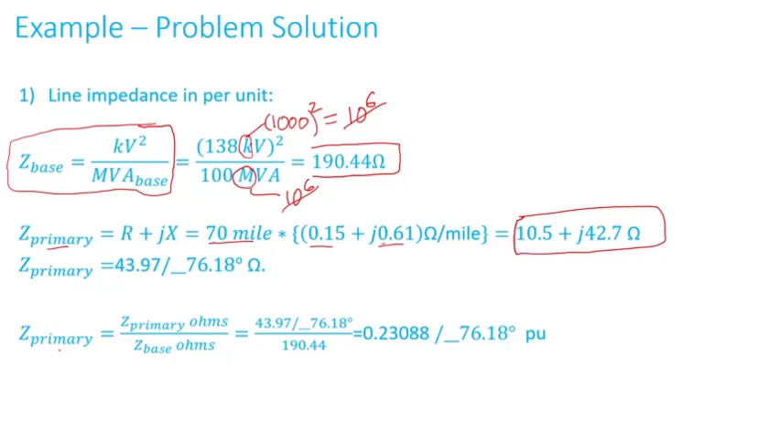Then if you want per unit, you take the impedance in ohms, basically this here, divided by the base in ohms, which is this impedance here. Notice I calculated this in rectangular form, and I also calculated it in polar form, so I just used the polar form here. If you carry out the calculation, you get 0.23088 with an angle of 76.18 degrees per unit.